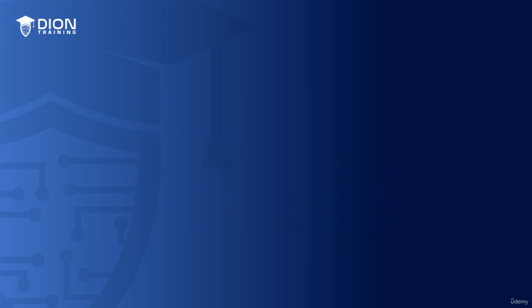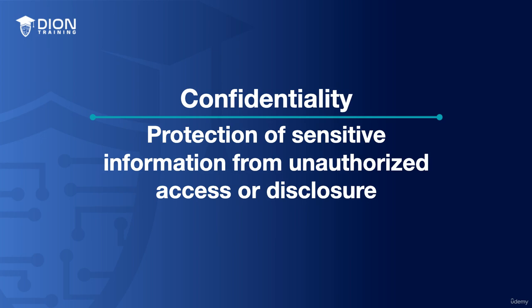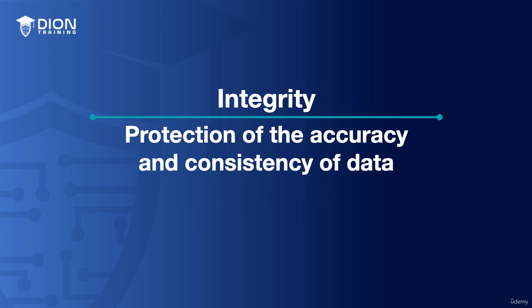After that, we discussed data security in the cloud, which included a discussion of the CIA triad. Now remember, the CIA triad is the widely accepted security model that defines three key security concepts, which are confidentiality, integrity, and availability. Confidentiality refers to the protection of sensitive information from unauthorized access or disclosure. Confidentiality measures are going to be used to ensure that data can only be accessed by authorized users or systems. Integrity is going to refer to the protection and the accuracy and consistency of the data. Integrity measures are used to ensure that data is not being corrupted, modified, or deleted without proper authorization.